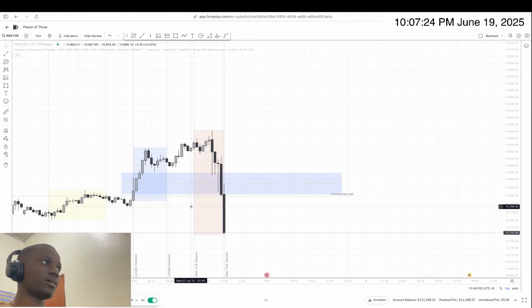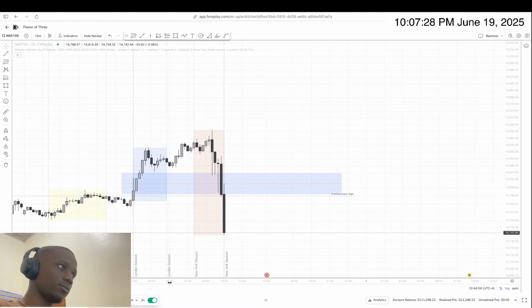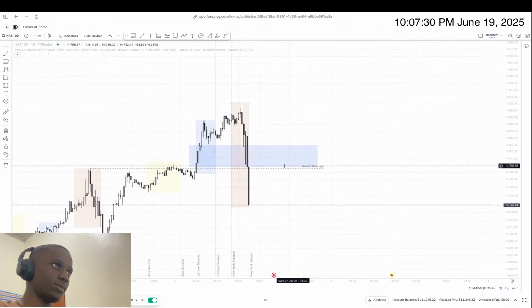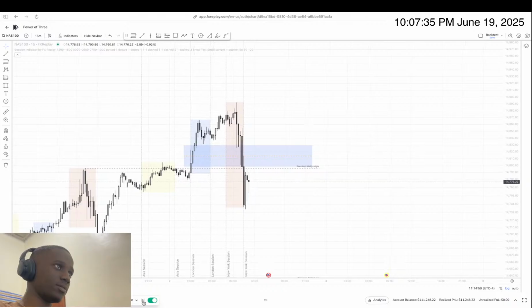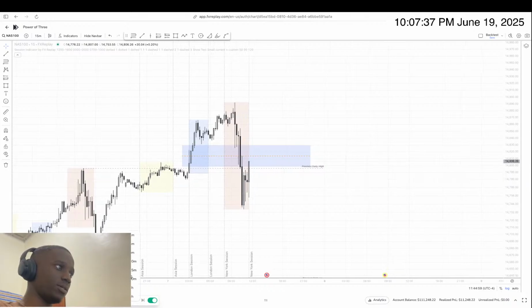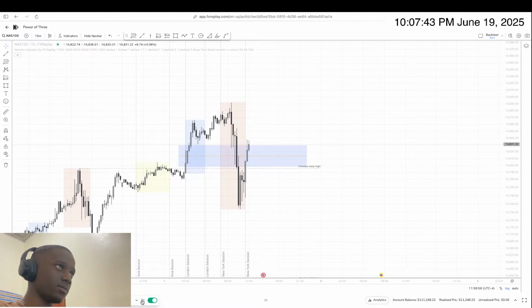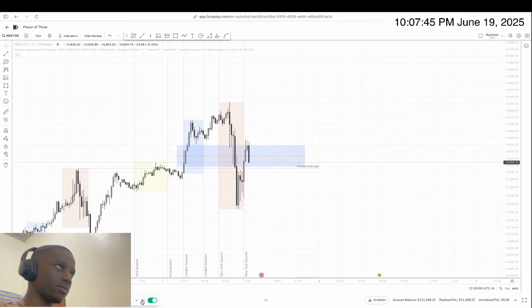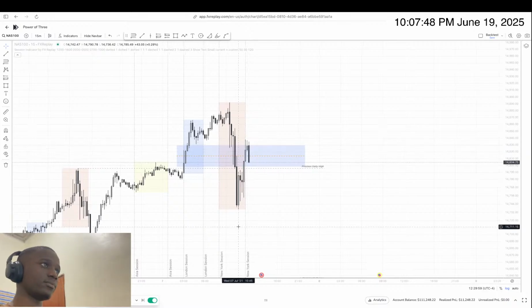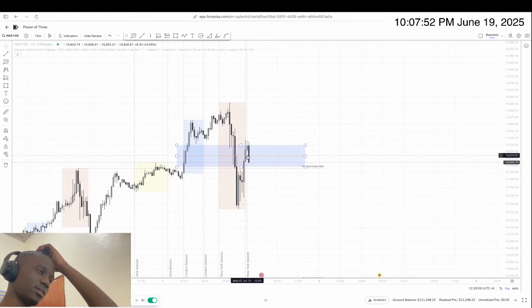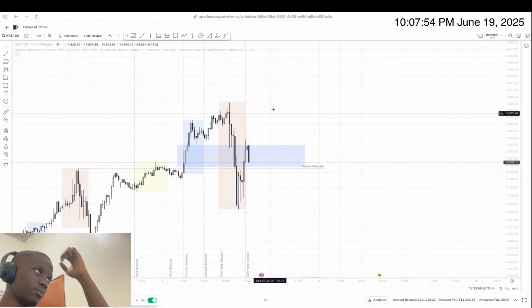Okay, this ends up becoming a full shift now, full drop, which means this becomes an inversion, and we get a retracement into the inversion, and you can see how all these candles are respecting this inversion fair value gap.